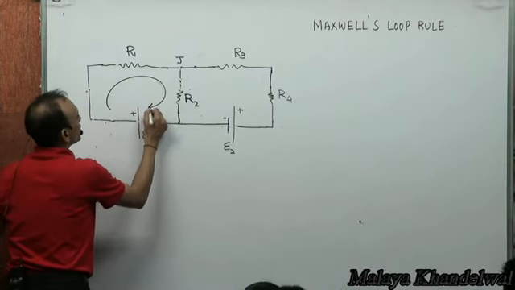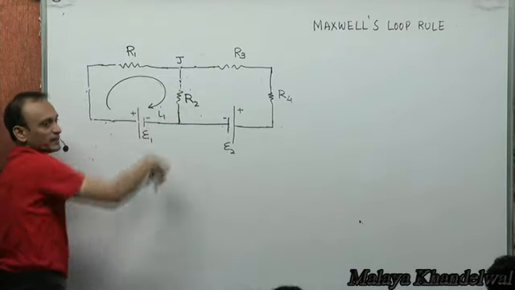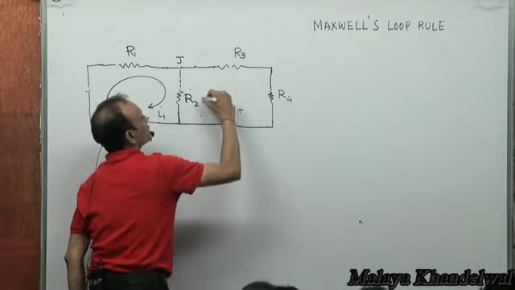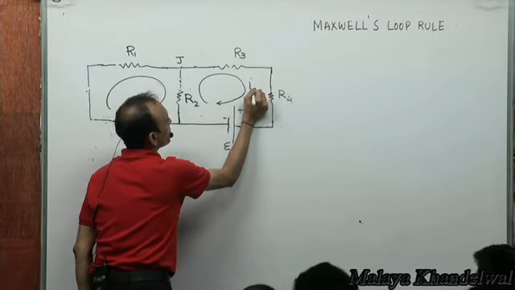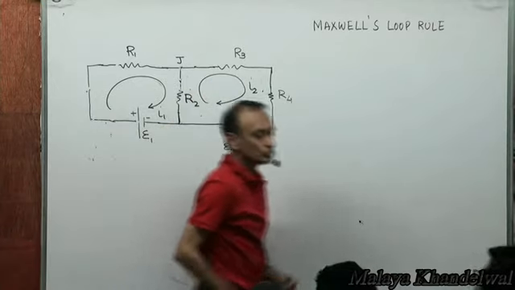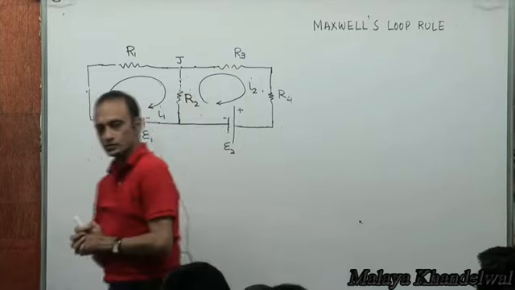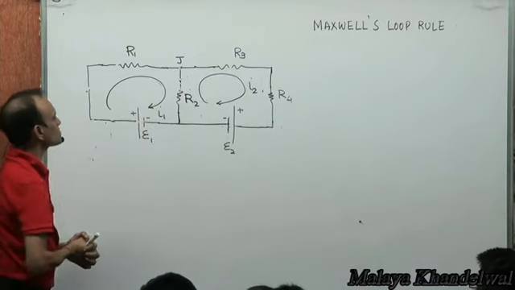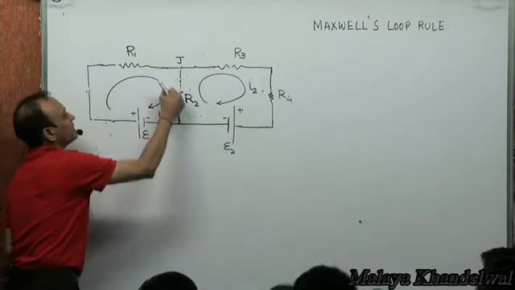I assume a current I1 through this loop. This is loop 1. And I assume a current I1 like this. And then I assume a current I2 through this loop. These are currents that I assume through the two loops. Right? Now, I'll apply KVL to this loop.